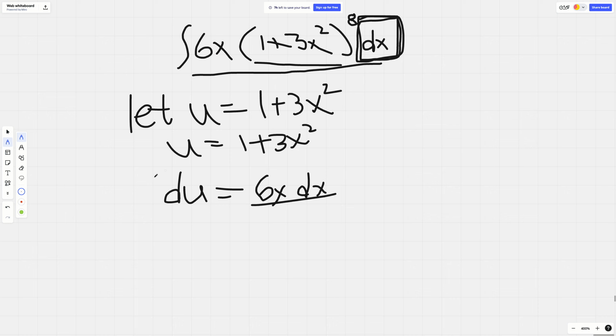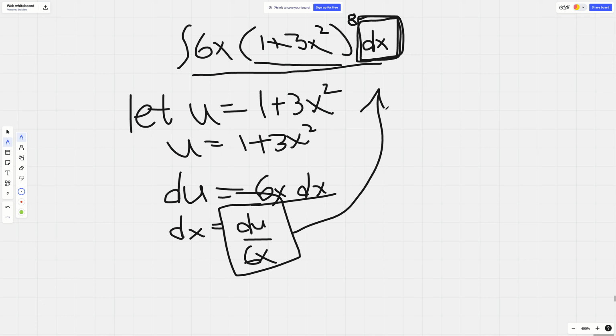If we want to plug in terms of du for this dx, let's isolate dx and solve for it. If we divide both sides by 6x, we see that dx is equal to du over 6x. Now we can substitute du over 6x for dx in the initial integral. It's very important to rewrite the integral in terms of du, because it allows us to replace that 6x dx in terms of du.